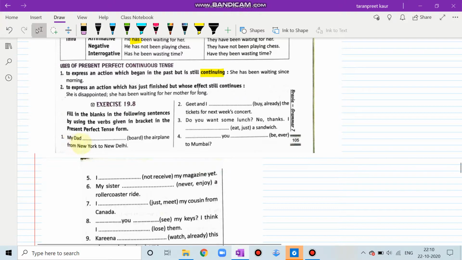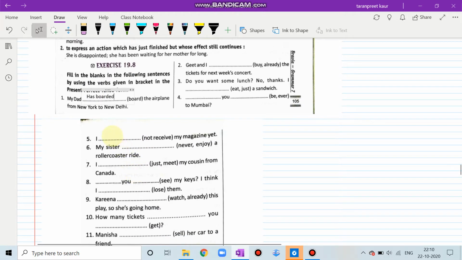Look at the first one. My dad dash the airplane from New York to Delhi. So my dad, what should it take? Has boarded, right? Let us do the fifth one. I dash not receive my magazine yet. So I have not received my magazine yet. Okay.